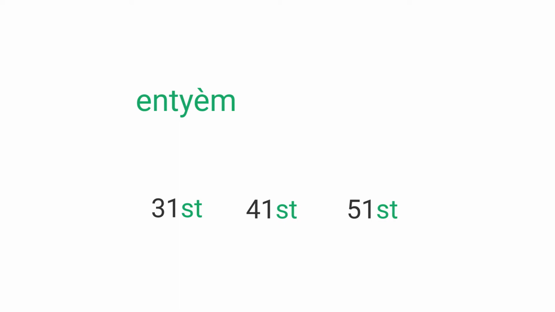Now for every first ordinal number from 21st and up, such as 31st, 41st, and 51st, they end as entième. For example, 21st is 21e, 31st 31e, 41st 41e, 51st 51e, and so on. The only exceptions to this pattern are 71st and 91st. They end as 11e.